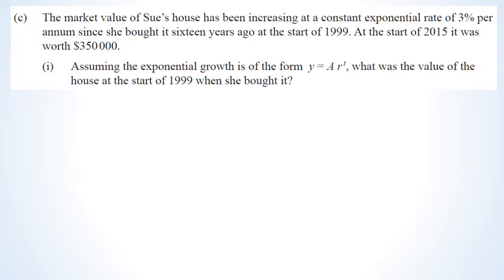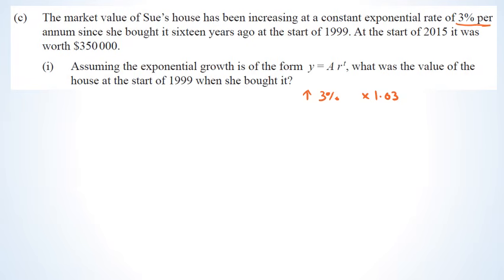For this question, we've got the market value of Sue's house. It's been increasing at a constant exponential rate of 3%. If something is increasing by a percentage, so increase by 3%, it's the same thing as saying multiply by 1.03. Something to keep in mind. Next it says that she bought it 16 years ago at the start of 1999. At the start of 2015, it was worth $350,000.